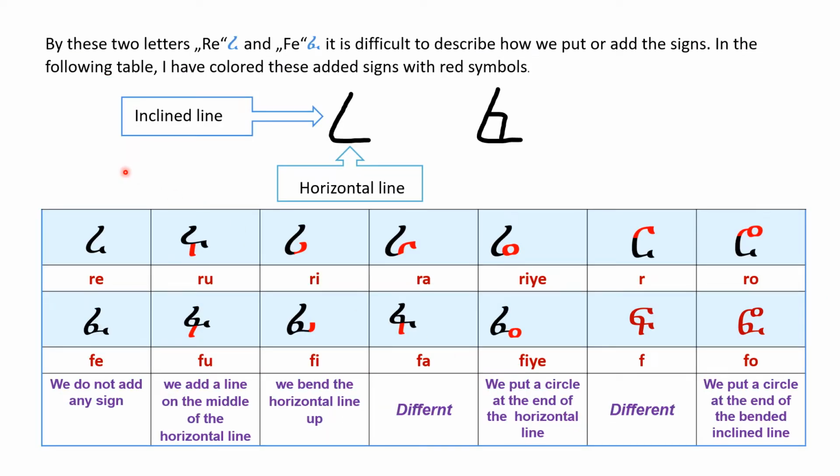By those two letters, Re and Fe, it is difficult to describe how we put or add the signs. In the following table, I have colored those added signs with red symbols. Re and Fe, to these letters, we do not add any sign. Ru and Fu, we add a line in the middle of the horizontal line. Ri and Fi, we bend the horizontal line up.